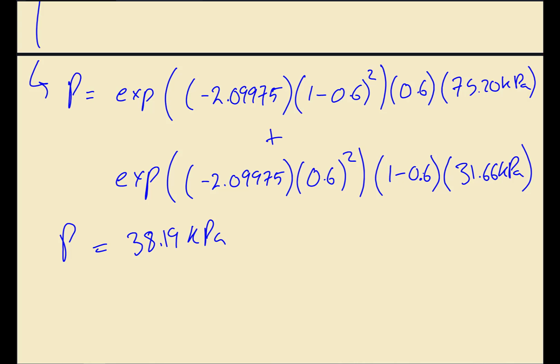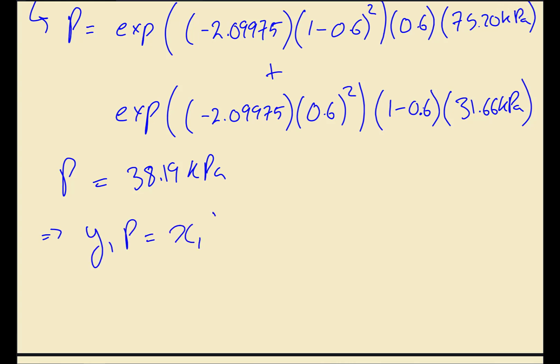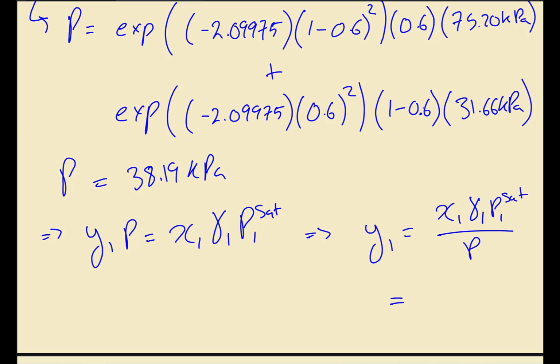So now we have the composition in the liquid. We have the pressure. Now we want to find the composition in the vapor. Modified Raoult's law: y1 P equals x1 gamma 1 P1 sat. So y1 is equal to x1 gamma 1 P1 sat over P. Plug in the numbers, you get 0.844. All right? So that answers the question. We found the pressure and the composition in the vapor phase.